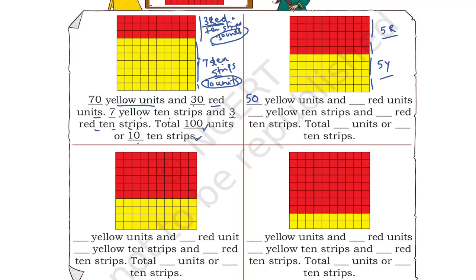And how many red units? Obviously, this is also 5. This is a 50-50% division. 50 red units. How many yellow 10 strips? You've already figured out. There are 5 yellow 10 strips and 5 red 10 strips. Total units. How many are going to be the total units? Obviously, there are going to be 50 units here and 50 units here. There are going to be a total of 100 units, or how many 10 strips? There are 5 strips of red, 5 10 strips of yellow. So they're going to be 10 total strips.